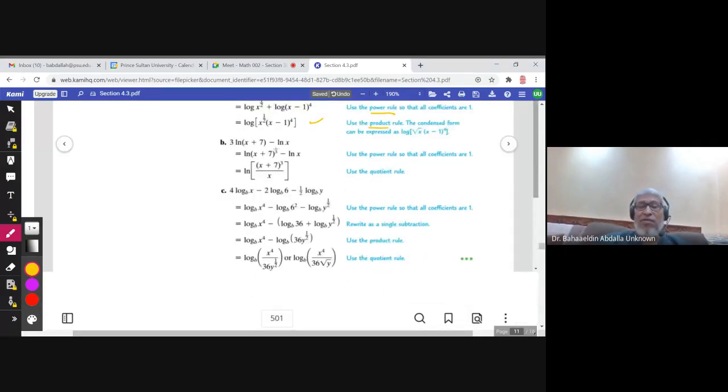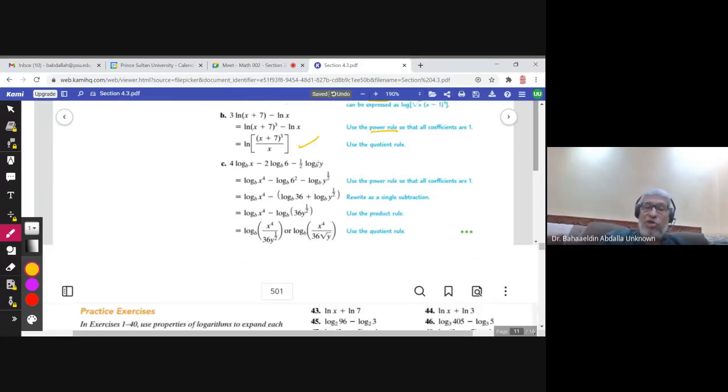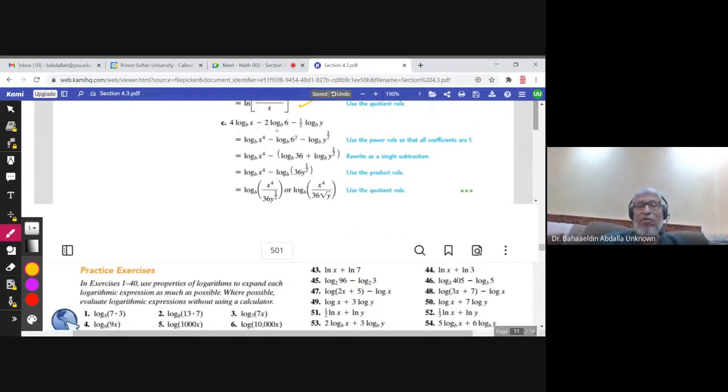Part B, you have minus. There is a 3 here. So first you have to use the power rule to take this 3 up, and then you change the subtraction into division as a single logarithm using the quotient rule. Here you have 4, 2, half, 3 logs. First you start by using the power rule to take 4 up, 2 up, half up, and now you take minus as a common factor. So you get these two, and you change the addition into multiplication using the product rule, and then you use the quotient rule and you write the answer.